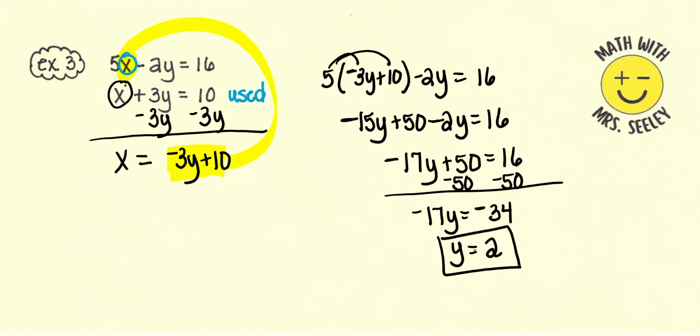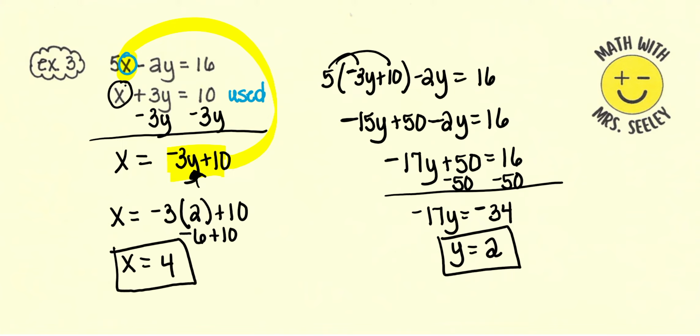Now take that 2 and go substitute it. I'm going to substitute it right there for y. So x equals -3, but where the y is, I'll put my 2 plus 10. So x equals -6 plus 10, or x is equal to 4. Ordered pair, x, comma, y.